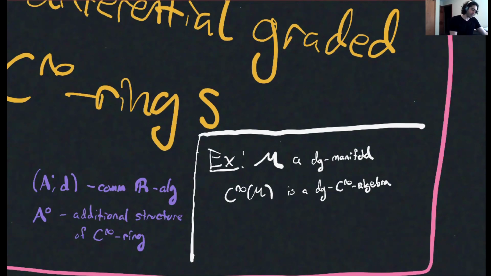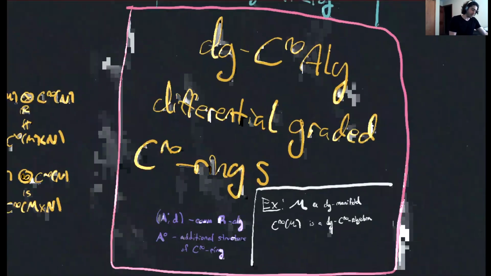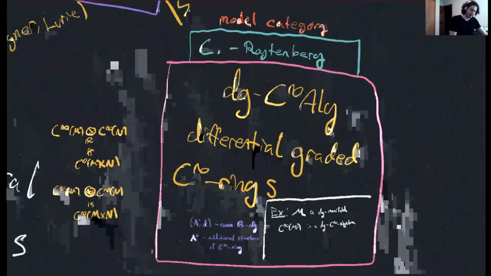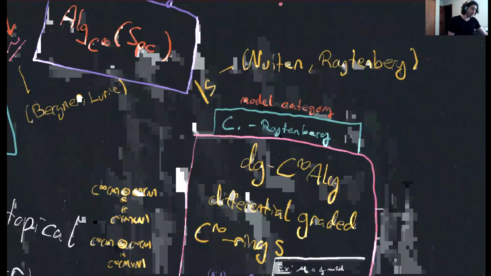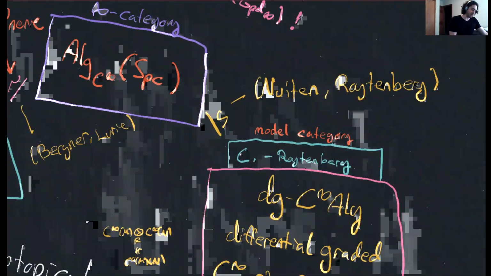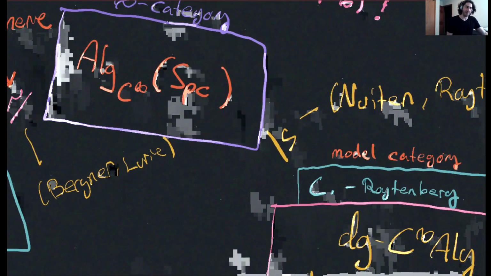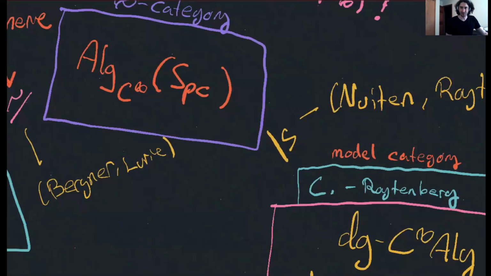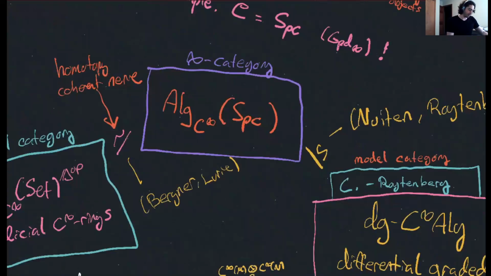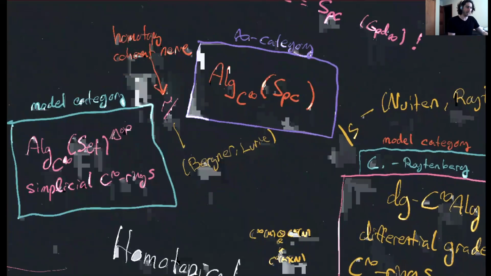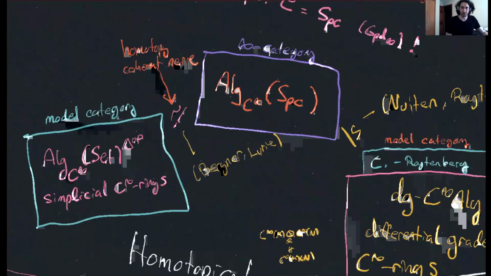Okay. So, you're thinking exactly correctly. First of all, DG C-infinity algebras give you a different description of C-infinity algebras and spaces. If you want to compare this directly with simplicial, that would be a C-infinity Dold-Kan correspondence.